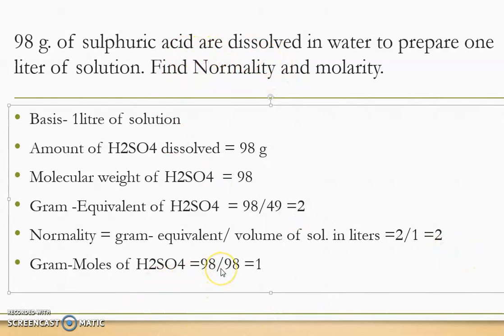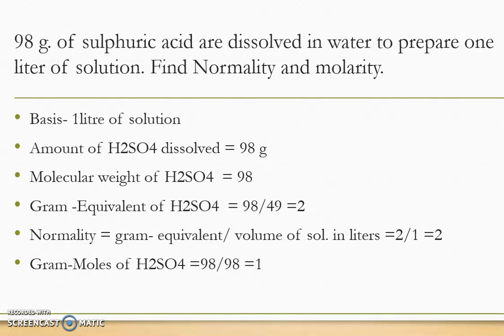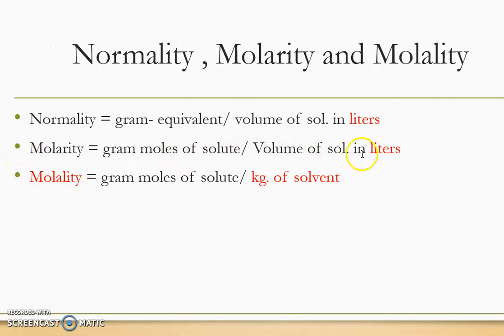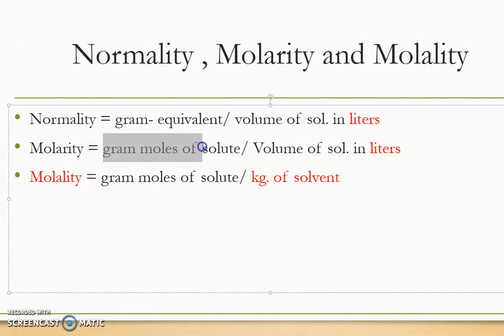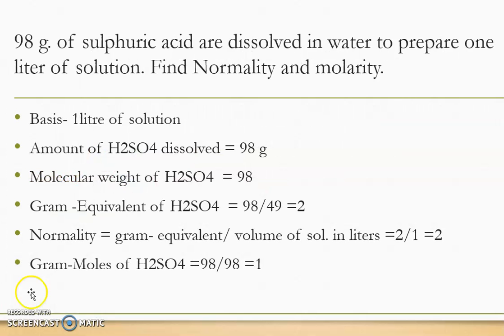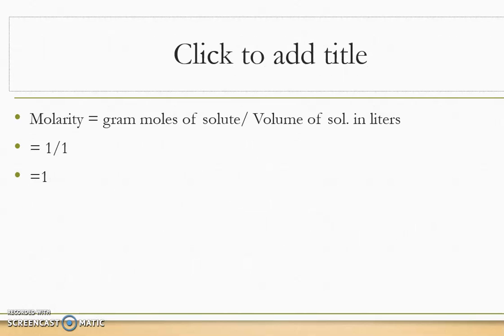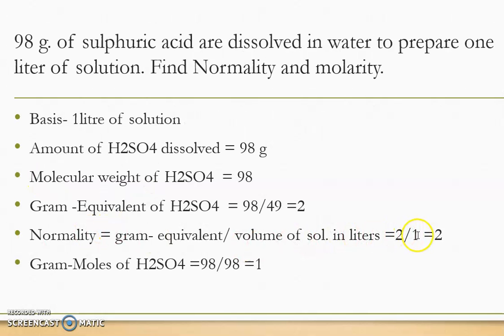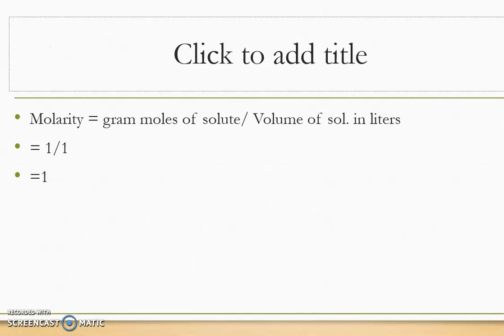The gram mole of H2SO4 we have to find using the formula. The earlier formula, I will go back to that PPT so you remember: gram mole of solute upon volume of solution. First of all we have to find the gram mole. Gram mole is equal to weight in gram upon molecular weight. Weight in gram is given as 98, molecular weight of H2SO4 is 98, so gram mole is going to be 1. Then molarity is gram mole of solute upon volume of solution, so 1 divided by 1 is equal to 1. So understood? Normality is 2 and molarity is 1. This kind of problem is normally asked in exams, so we need to prepare it.